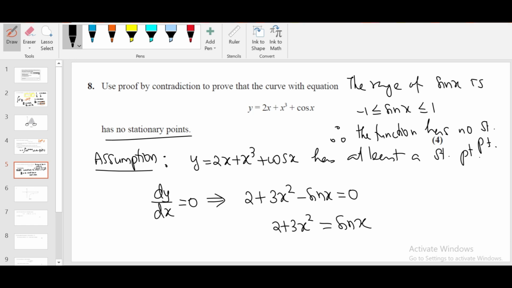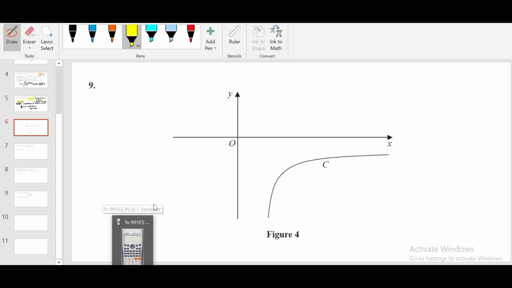So you need to write these 3 lines, which you always write for proof by contradiction. First one, this contradicts the assumption. Number 2, therefore the assumption is wrong. Number 3, therefore you write the original statement: the curve with the equation y is equal to this has no stationary point. Always remember this. If you don't write the concluding steps, you will lose a mark. So that's all. Question number 9 now.